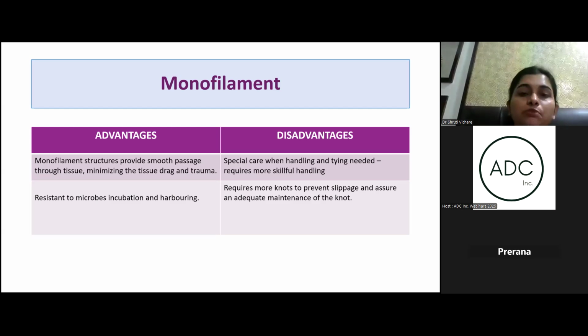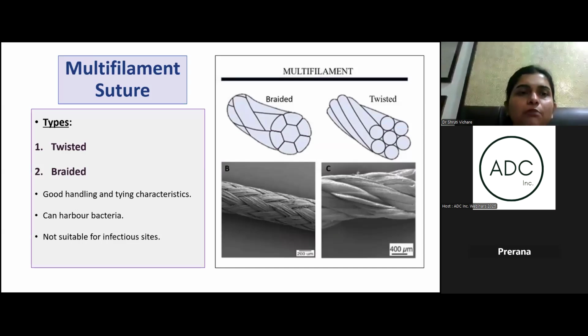Also, the knot tying becomes a little difficult because they are very smooth, and instead of one or two knots, you will require two or three more knots to secure them in place. Correct? Coming to multifilament sutures now, multi means many, right? So you have multiple similar filaments coming together and forming this suture. Basically, these sutures are broadly of two categories: braided ones, where multiple filaments are braided together to constitute the suture, or multiple filaments twisted together to form the suture, right?